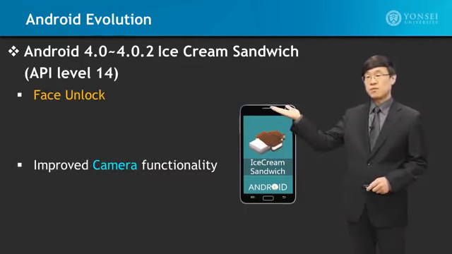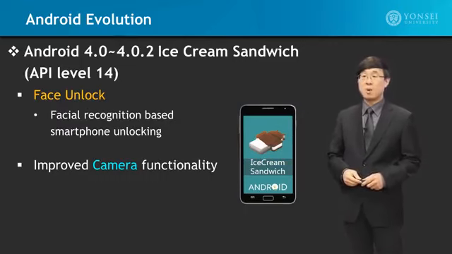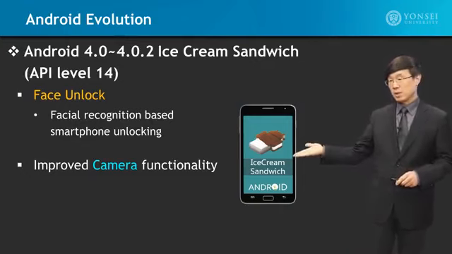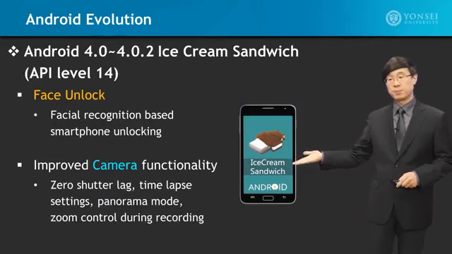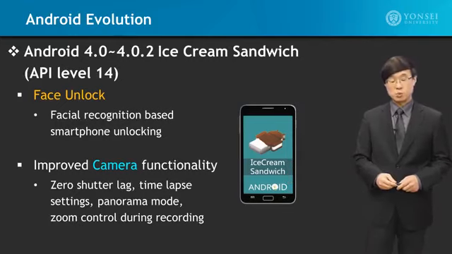In addition, Face Unlock was included, where facial recognition-based smartphone unlocking was added, and this opened up the facial recognition era, as well as improved camera functionality, where zero shutter lag, time-lapse setting, panorama mode, and zoom control during recording features were added.